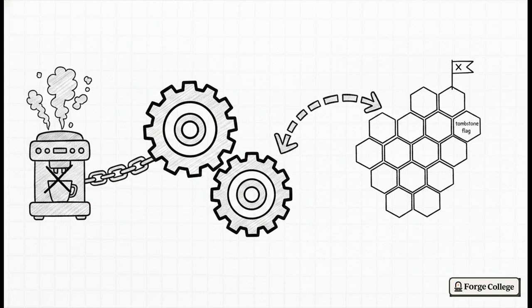So the absolute pro move here is a hybrid design. Keep the core economic transfers completely atomic in one transaction, sure, but update the highly contested global index asynchronously. You can just leave a little tombstone flag on the listing saying, hey, this is sold, and let a completely separate out-of-band process clean up the index later. You trade immediate index perfection for massive, massive transaction throughput.